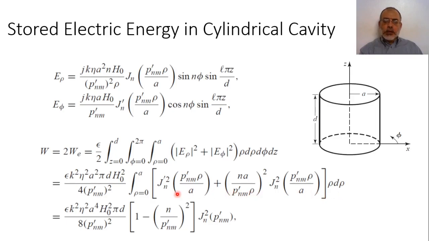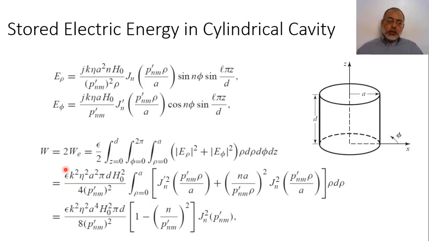And the integration of this function can be obtained from the tables of integration, and it can be obtained in closed form as 1 minus n over b dash n m squared multiplied by Bessel function of order n squared of b dash n m. Okay, this is the stored electric energy, and the total stored energy inside the cavity at the resonance is twice the stored electric energy.